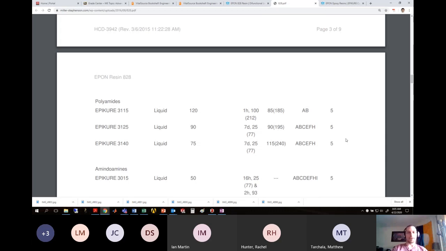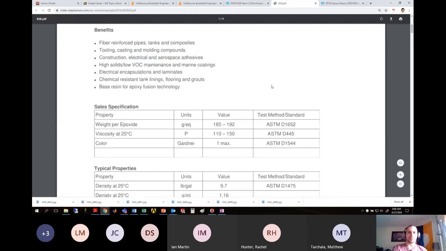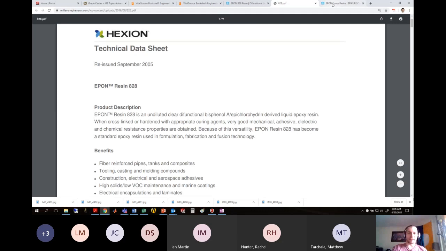But if you know the equivalent epoxide per weight of the system, then you can just do your chemistry balance: okay, I've got this many epoxides and it weighs this much, and my curing agent can handle this many epoxides and weighs this much. I know I need a mix ratio of this and this. So that's kind of how you would arrive at a cure ratio. So this is like a data sheet for that bisphenol A liquid epoxy.